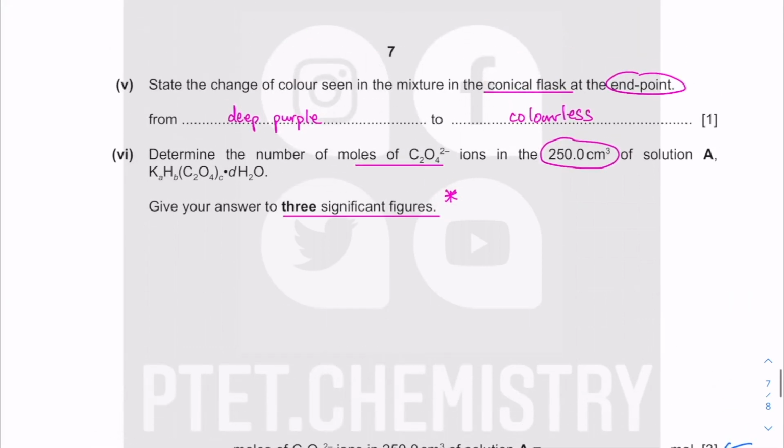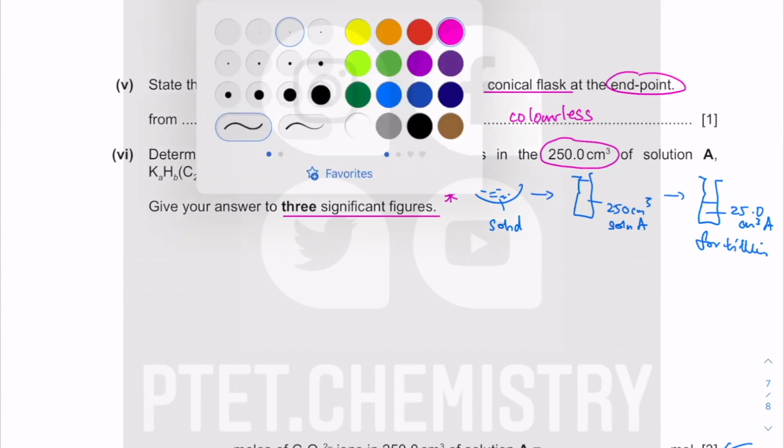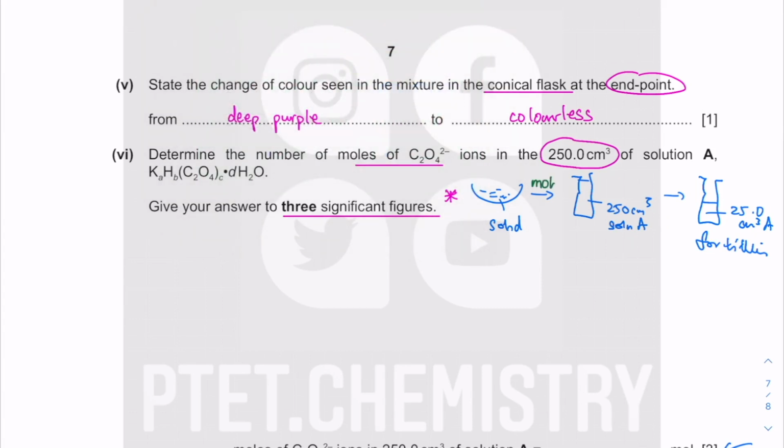Okay, perhaps what I can do is I draw a simple diagram. So from the solid, I make it out to 250 cm³, solution A. Then I take out 25.0 cm³ of A for titration. My titer was KMnO4 that reacts with this, so perhaps I need to start from here, then work out the mole of the C2O4 2 minus in there. So let's see what is changing and what is not changing. The mole here is the same. That is very, very important.